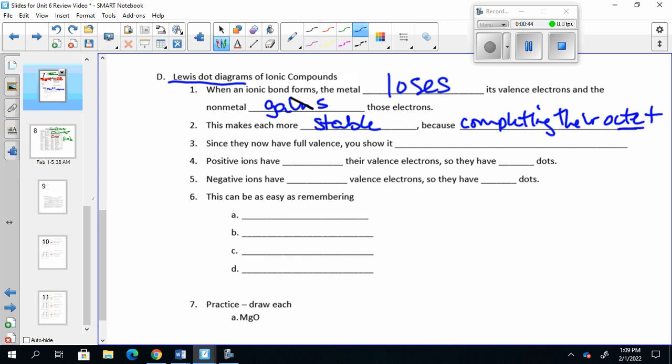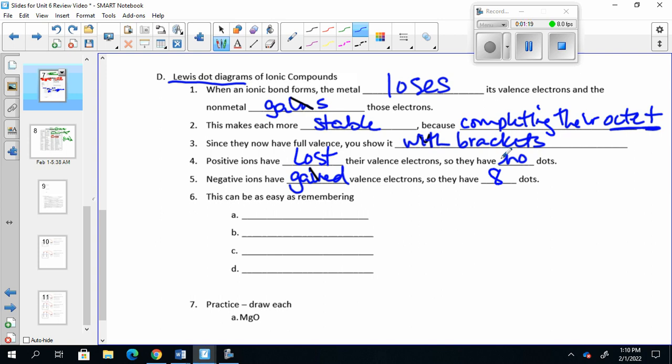Octet means that when you have 8 valence electrons in your outer shell, you are stable. So that's the goal. It's called the Octet Rule. Since they now have full valence, you show it with brackets. Positive ions have lost their valence, so they have no dots. Negative ions have gained valence electrons, so they're going to have all 8 of their dots.